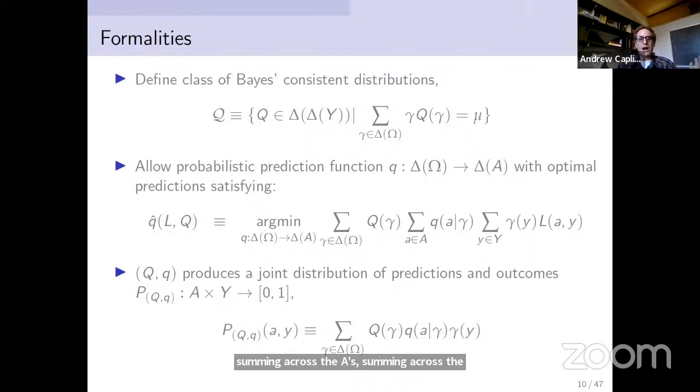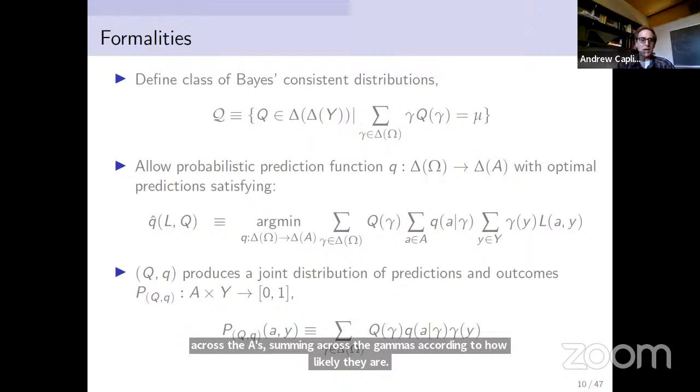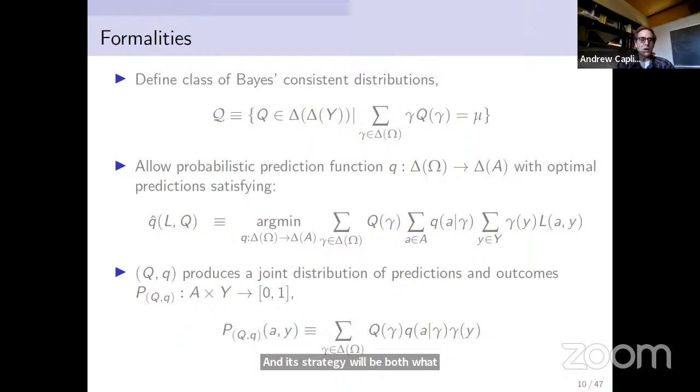And its strategy will be both what it learned, Q, and what it did given every posterior that it learned. And that will press out into a data set, which will be what that form of learning and that mixed strategy would imply for the joint distribution of predictions and outcomes. And that's the third line.